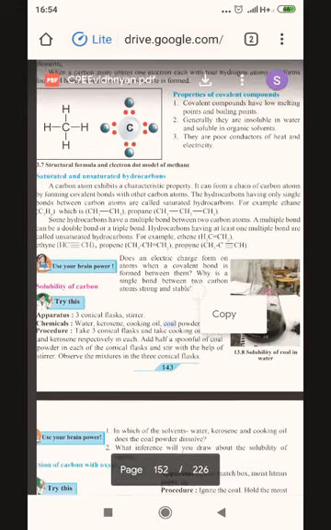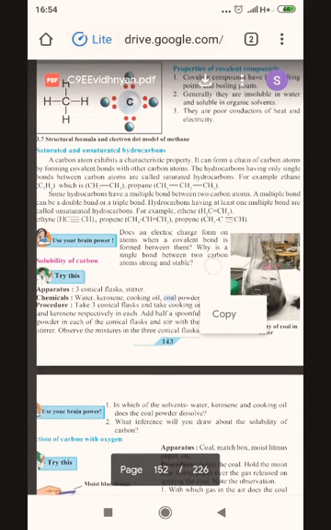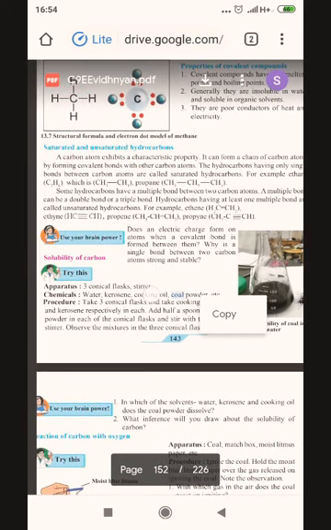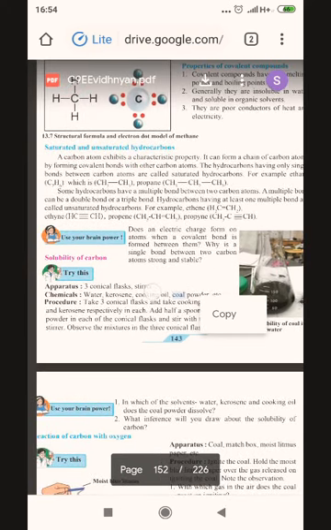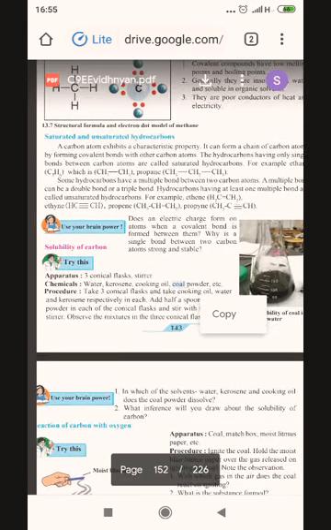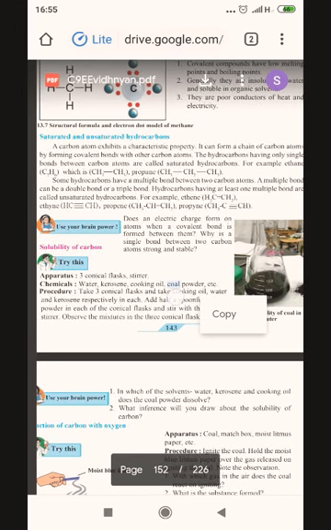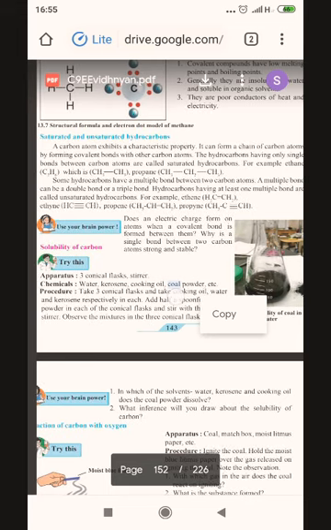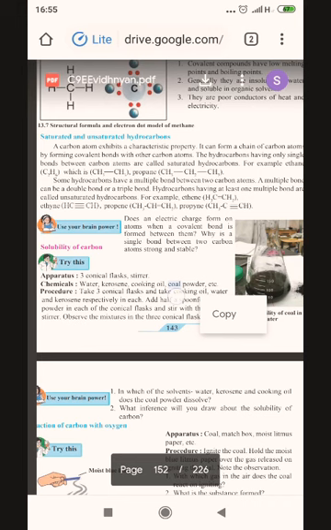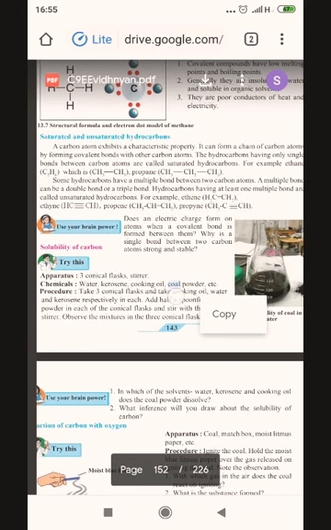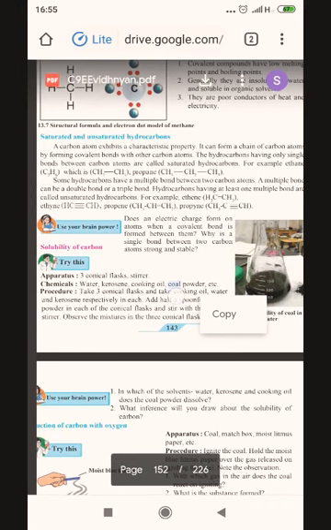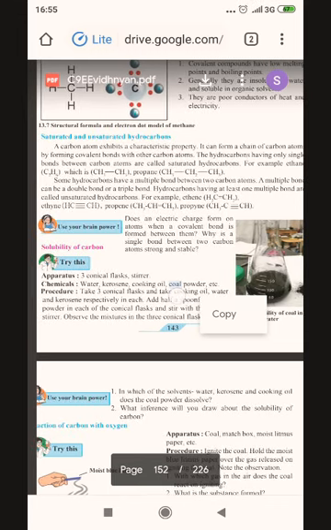Saturated and unsaturated. In simple terms, saturated means those hydrocarbons which have single bonds. Unsaturated means those hydrocarbons which have double or triple bonds, or we can call it multiple bonds. A carbon atom exhibits a characteristic property. It can form a chain of carbon atoms by forming covalent bonds with other carbon atoms. The hydrocarbons having only single bonds between carbon atoms are called saturated hydrocarbons. For example, ethane C2H6, which is CH3 single bond CH3. Propane CH3 single bond CH2 single bond CH3.